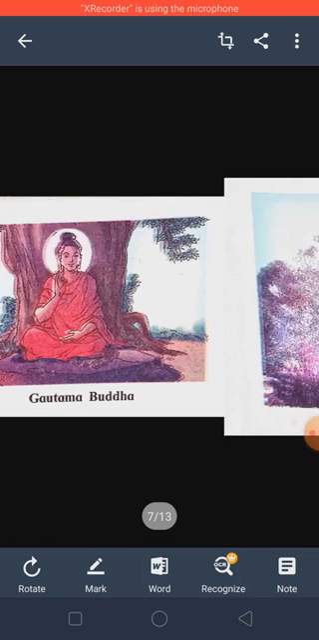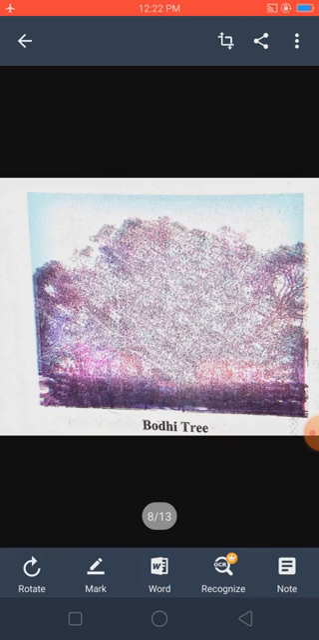See, look at this picture, students. This is a Bodhi tree. And the place is known as Bodhgaya. He delivered his first sermon at Sarnath near Varanasi.